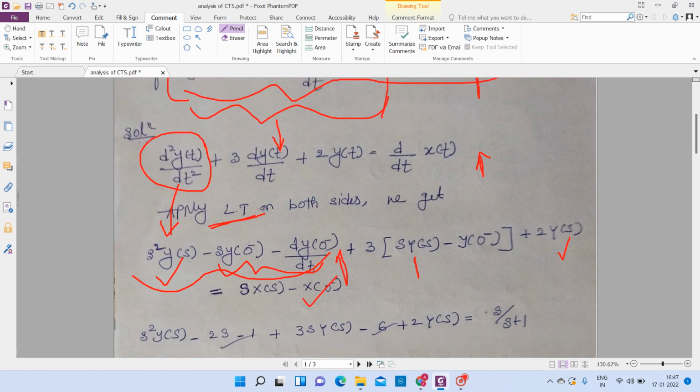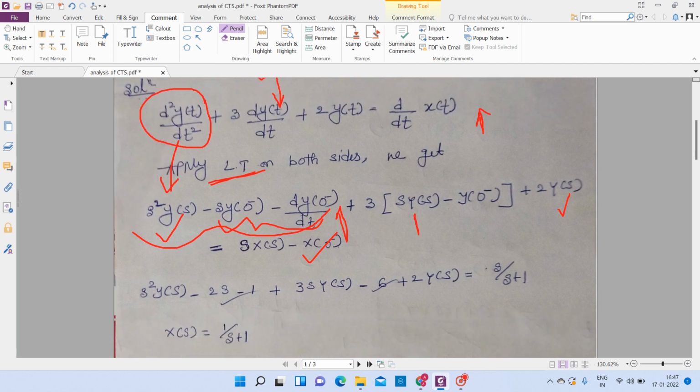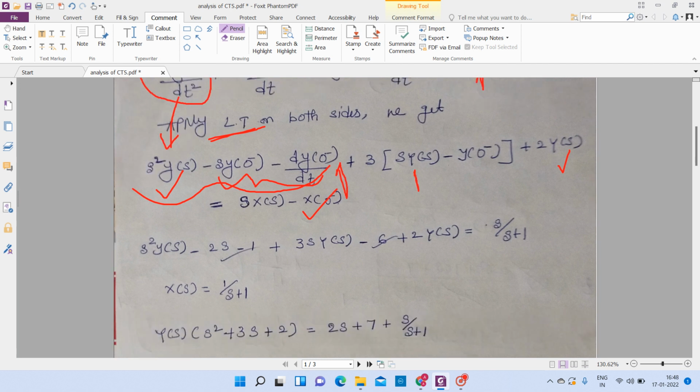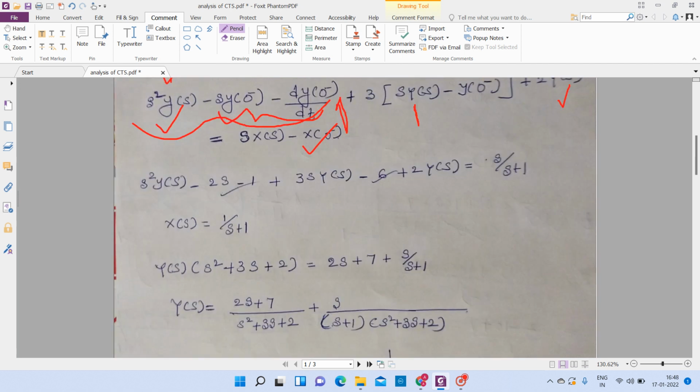Once we have converted the time domain to the frequency domain using the Laplace transform, we have to separate the constant terms and the Y of s terms, right? So this is our Y of s terms, and this is our constant terms: 2s minus 1, minus 6, minus 6, minus 1 is minus 7. I have taken these constant terms to the right hand side. So it becomes 2s plus 7 plus s divided by s plus 1.